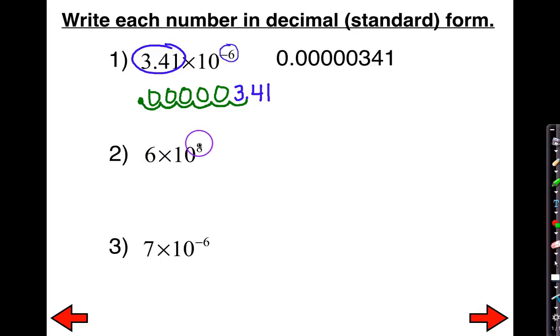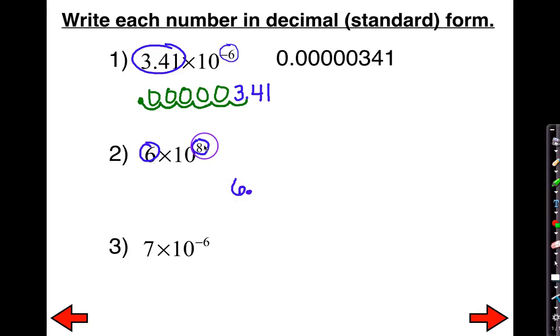Okay, so what about the second one? Well, here our exponent is an 8, so our number is actually going to be a rather large one. First we're going to start with our coefficient, which is a 6. So I'm going to write a 6. Now you have to figure out where is 6 in a whole number. Well, it always belongs at the end. A lot of students want to put it before, but that would be 6/10.